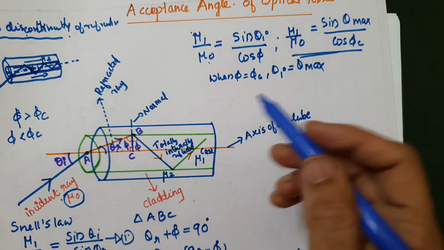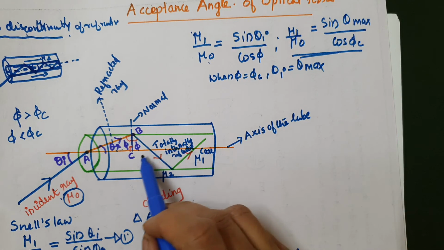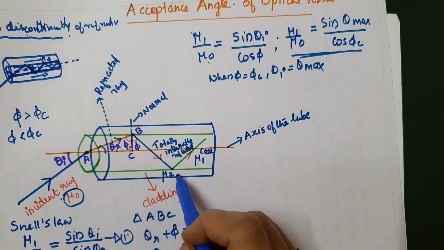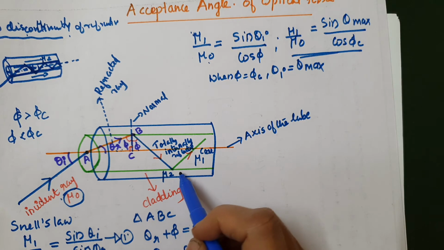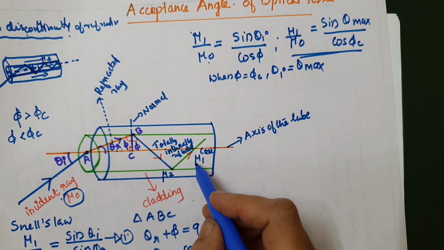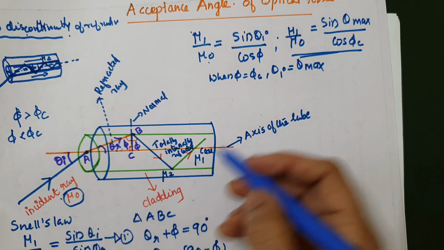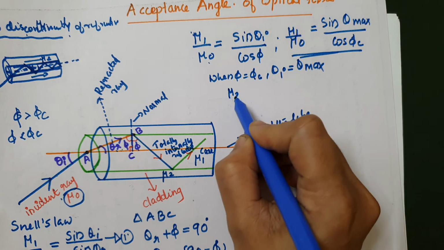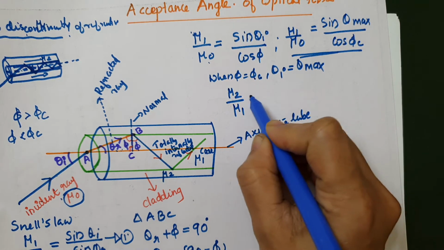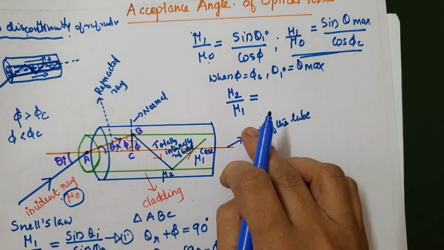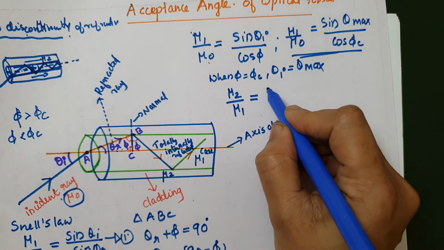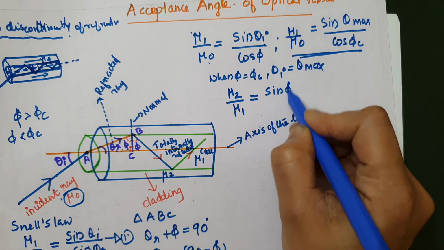But we have, let mu 1 is the refractive index of the core and mu 2 is the refractive index of the cladding region. For the total internal reflection to take place, mu 1 will be greater than mu 2. And in this case, the ratio mu 2 by mu 1, according to Snell's law, is equal to sin phi c.